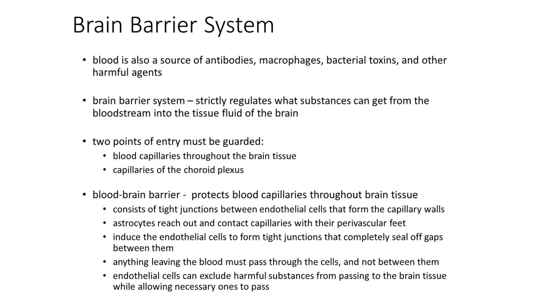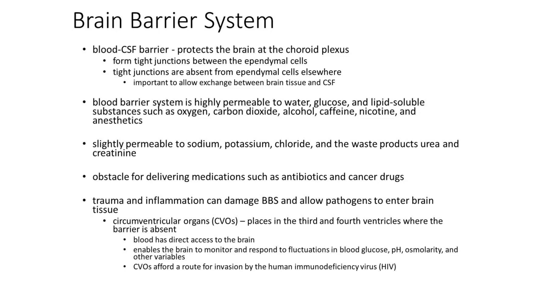So the blood-brain barrier protects blood capillaries throughout the brain tissue. Okay? And through these tight junctions and these different neuroglial helper cells, everything is regulated and sealed off so that only certain things can get in. So you have this brain barrier system, right? That's exactly what we're talking about.